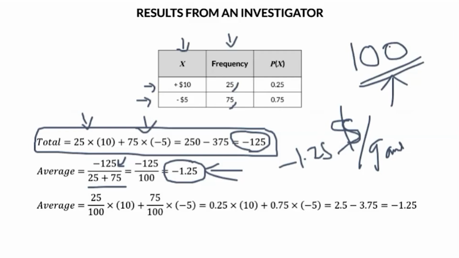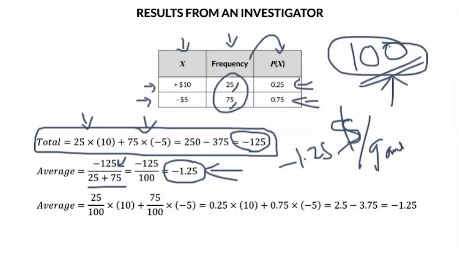I've only used the frequencies. The point is that you can convert the frequency into probabilities. You know that your experiment size is 100. We've already studied before how to get probability from this. So 25 divided by 100 is 0.25, and 75 divided by 100 is 0.75. In the same equation, if I just divide by 100 everywhere, you will get the same answer, minus 1.25.